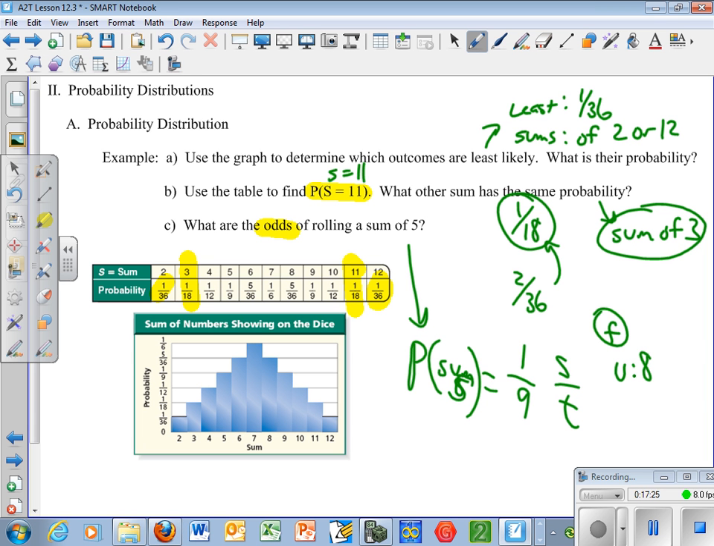So the probability, if I want the odds, I'm going to do success to failure or success to unsuccessful. That would be 1 to 8, or if you wrote it as a fraction, 1 out of 8. Success to failure or success to unsuccessful. And that's lesson 12.3.